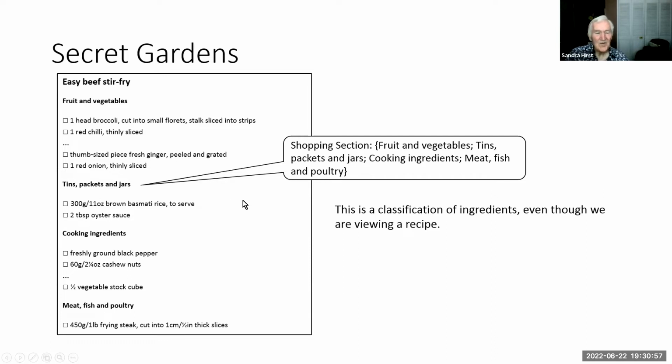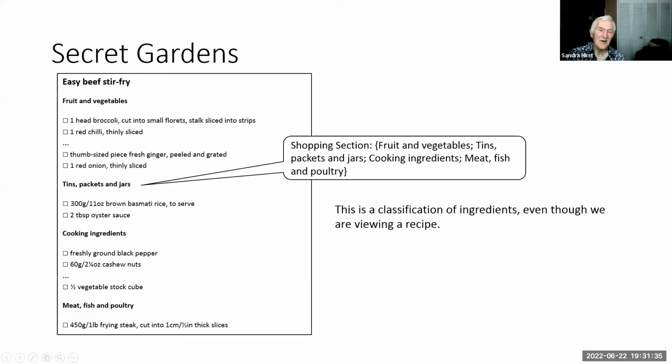Now you should know that even though I'm looking at a recipe, this categorization scheme is a categorization scheme of ingredients. Every recipe's shopping list that has basmati rice will always be under tins, packets, and jars. Now, you may say, is this your mental model of a shopping store? Not necessarily, or a supermarket, not quite, but not useless either. So I think there may be some value there.